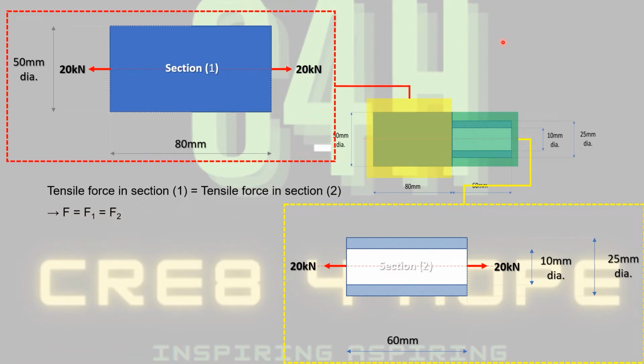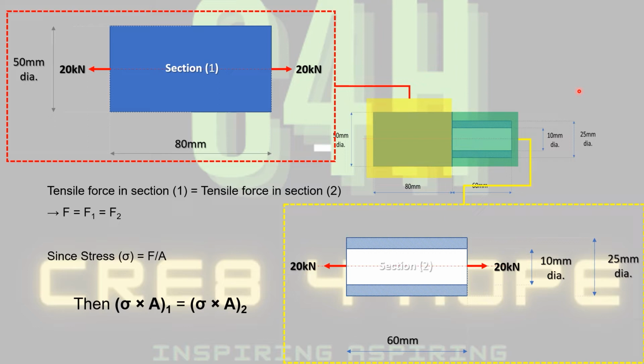Okay, so we're back. So let's have a look at the problem in a very quick summary. As we more or less stated, the tensile force in section 1 is equal to the tensile force in section 2. So that will be 20 kilonewtons. So F is equal to F1, which is the force in section 1, equal to the force in section 2. Since stress is equal to F divided by A, we can use it to come up with an expression for solving this particular problem.